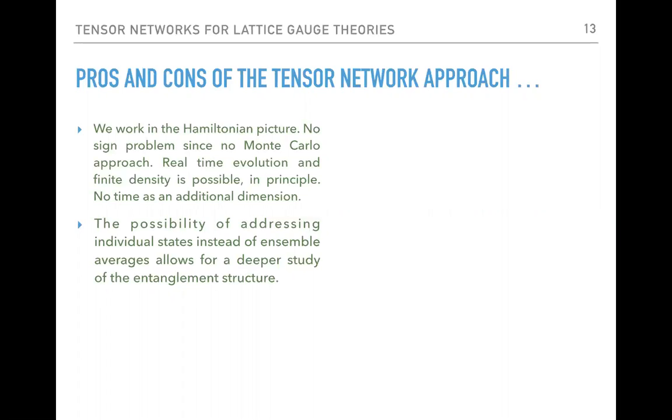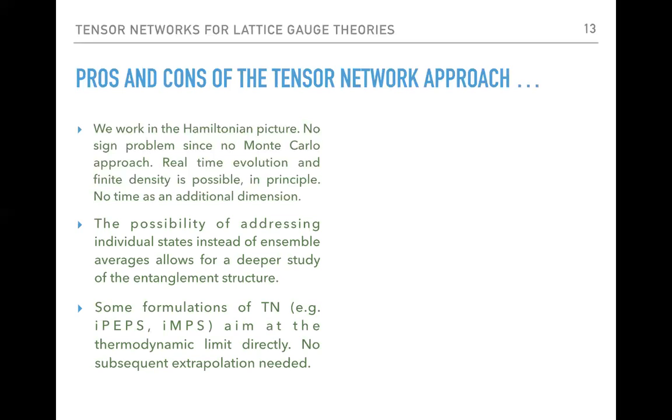And this is something very interesting because usually in the more traditional approach of Monte Carlo, you have a gauge ensemble, and you are never interested in individual states, or very, very rarely you analyze a very particular state. You are interested in the gauge average of some expectation values. And so some formulations, like the ones I will introduce in this talk, aim at the thermodynamic limit already. And this is also very interesting because you don't need any subsequent extrapolation to the thermodynamic limit.